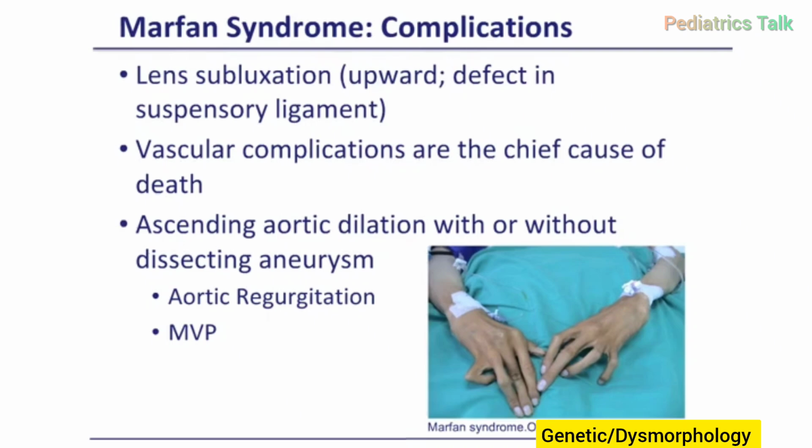The major cause of death, the major morbidity, is vascular complications, particularly with respect to dilatation of the ascending aorta. The most common problem, therefore, is aortic regurgitation, secondarily mitral valve prolapse, and any patient, because of this, may have a dissecting aneurysm, and this, of course, has to be followed very carefully.